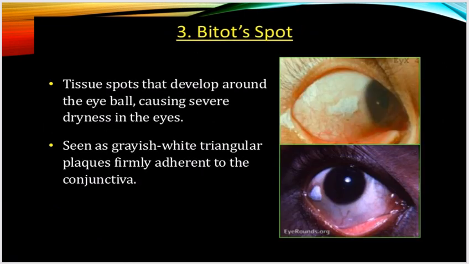The third disorder is Bitot's spot, the tissue spots that develop around the eyeball causing severe dryness in the eye. It is seen as a grey whitish triangular plaque firmly adherent to the conjunctiva that is easily distinguishable and diagnosed as a deficiency symptom of vitamin A deficiency.